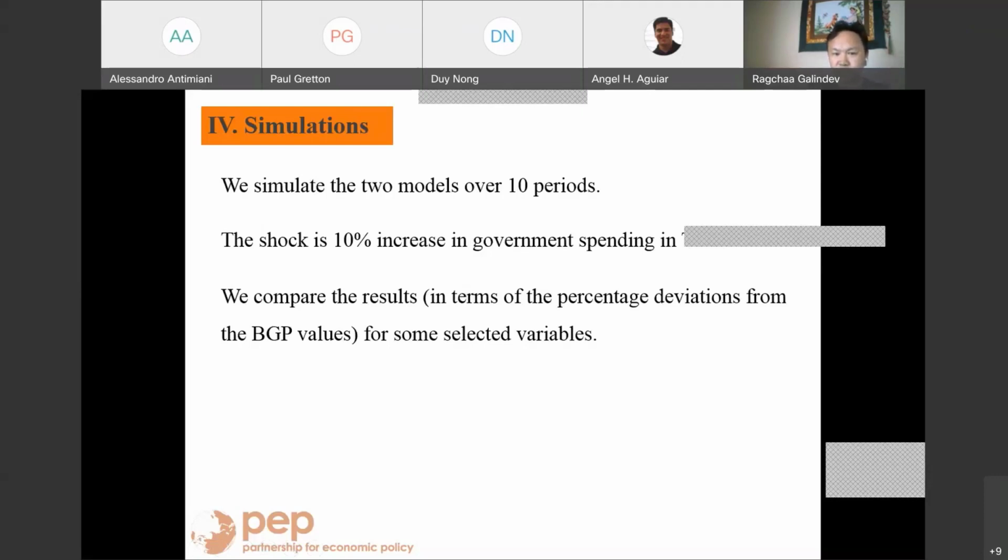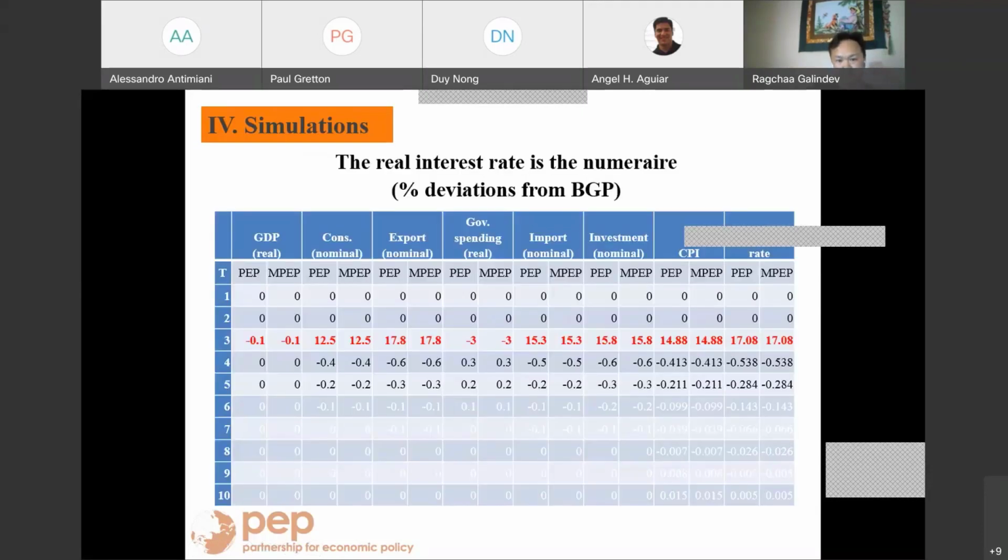And in both cases, the results are going to be the percentage deviations from the balanced growth values for some selected variables. Here, I'm just going to focus on period 3. You can see the PEP model here: real GDP, consumption, exports, government spending, real imports, nominal CPI, exchange rate. So the PEP model is expecting this, and the monetary model is expecting this.